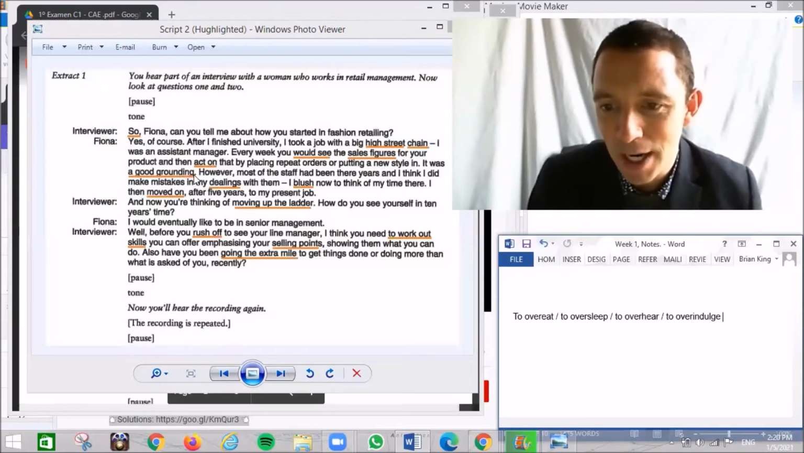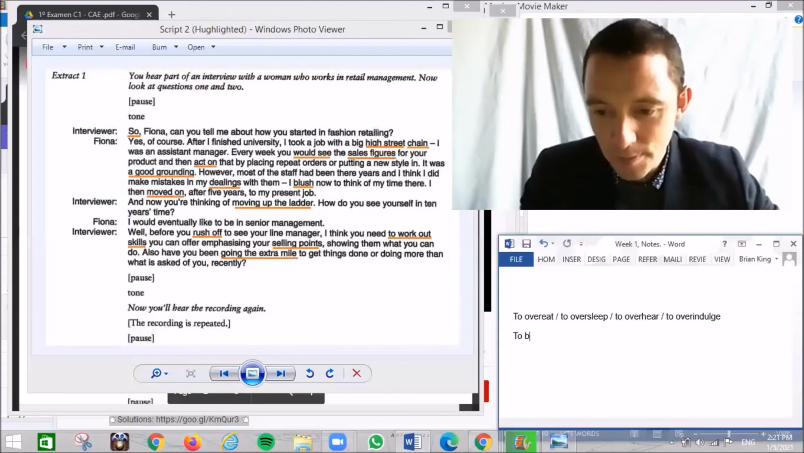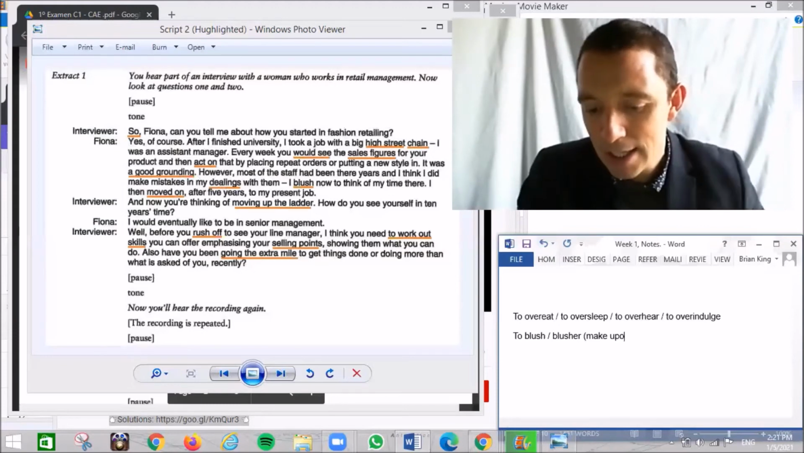It was a good experience for her professionally. However, most of the staff had been there years, and I think I did make mistakes in my dealings, como tratar, managing or communicating with them. I blush now. So this is very good vocabulary. The verb is to blush. Maybe in relation to makeup, you say blusher. It's a type of makeup, maquilla.